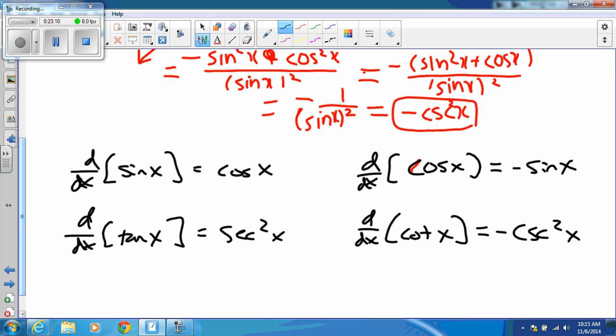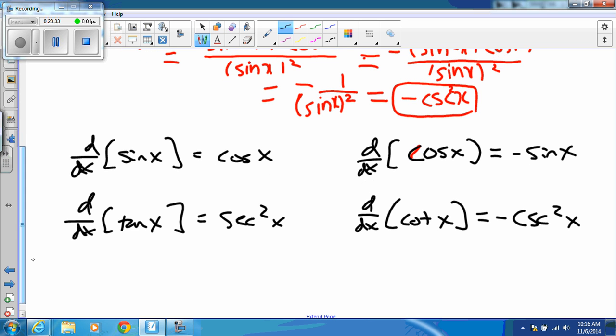Organizing like that helps with memory, right? Because we're going to end up with 6 of these trig derivatives, and what are the chances that you might forget one? So observing that the right-hand side there are the negative co-functions of the left-hand side means we really only have to remember 3.